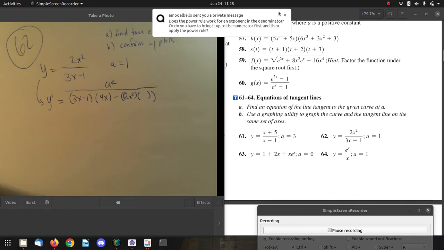Oh, hey, Amo. We'll answer that question. Does the power rule work for an exponent in the denominator? Or do you have to bring it up to the numerator first and apply the power rule?